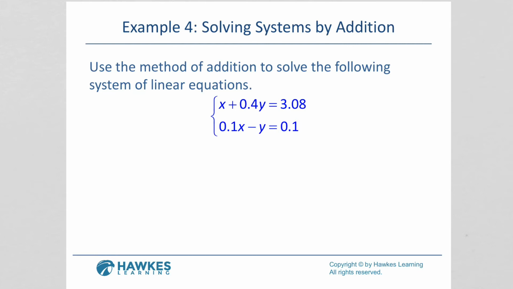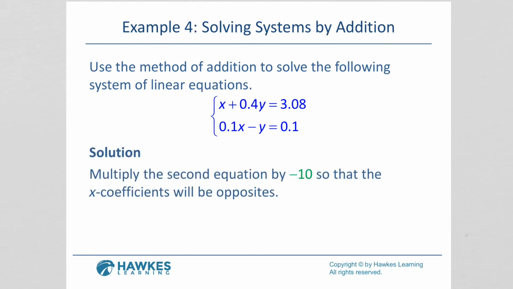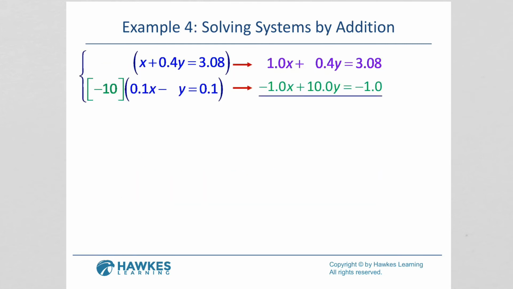Example 4, use the method of addition to solve the following system of linear equations. X plus 0.4y equals 3.08. 0.1x minus y equals 0.1. We're going to multiply the second equation by negative 10 so that the x coefficients will be opposites. I'm just going to rewrite my top equation. X plus 0.4y equals 3.08 is 1x plus 0.4y equals 3.08. I'm going to multiply that second equation times negative 10.